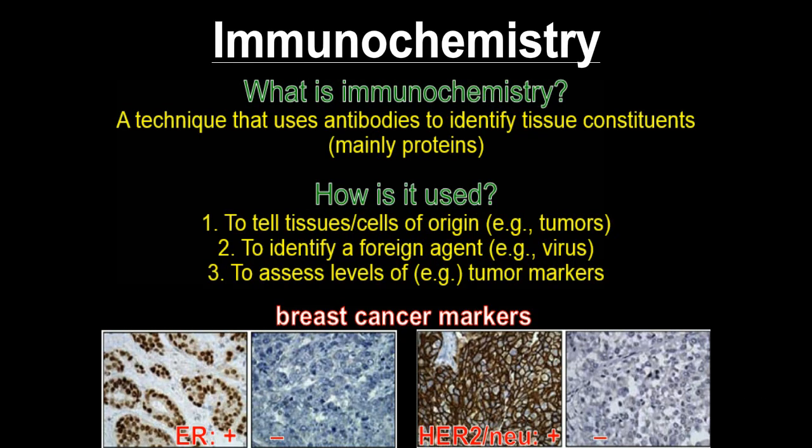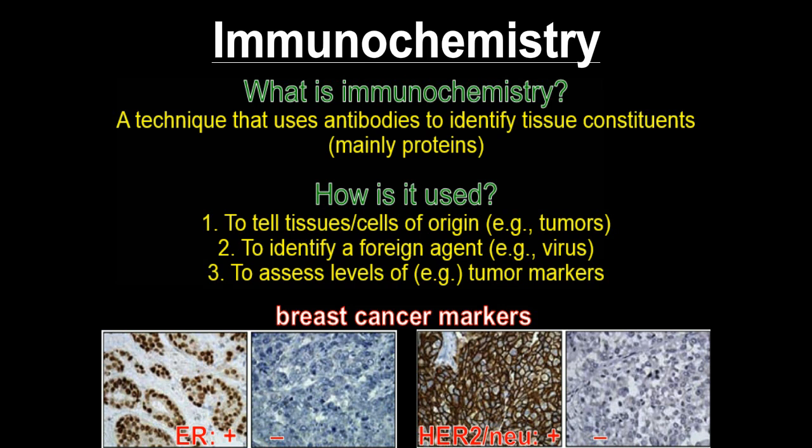The next kind of study, which I've already touched on, is immunochemistry. Immunochemistry basically is a technique that uses antibodies to identify tissue constituents, mainly proteins, but not entirely proteins. And it's used in the following major applications. First, it allows you to tell if you have a disease that's going on, and what the tissue of origin of that disease process is. Most of the time here we're talking about tumors.